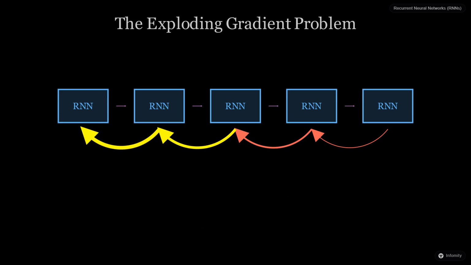Imagine our note-taker, upon finding a small typo on a page, decides to completely rewrite their entire notebook with wildly exaggerated corrections. This overreaction doesn't improve understanding. Instead, it distorts all the accumulated context, making the notes chaotic and unusable for further learning.